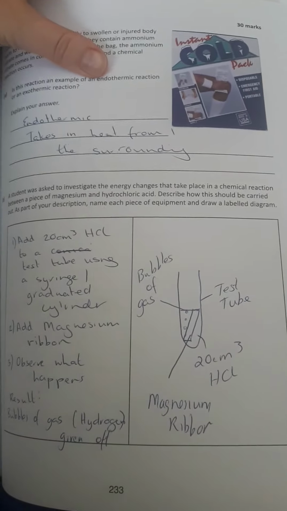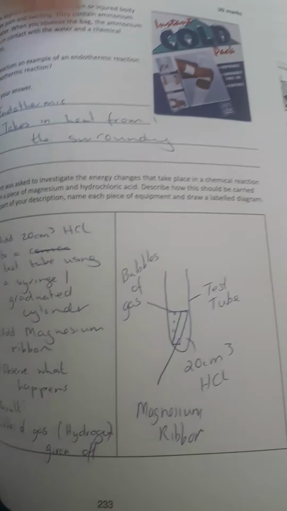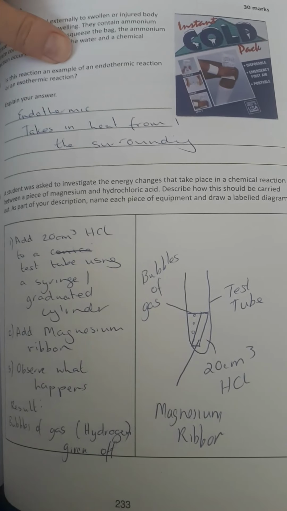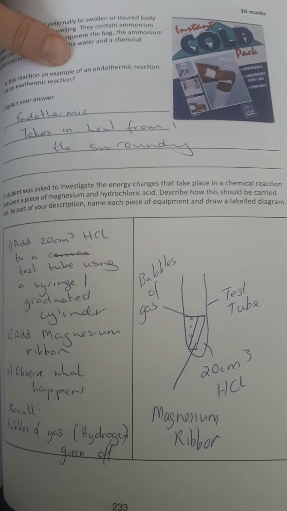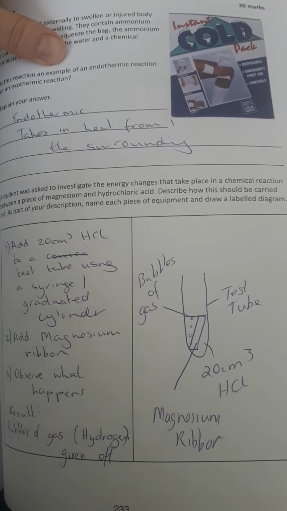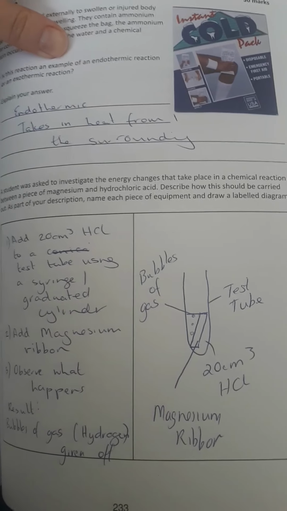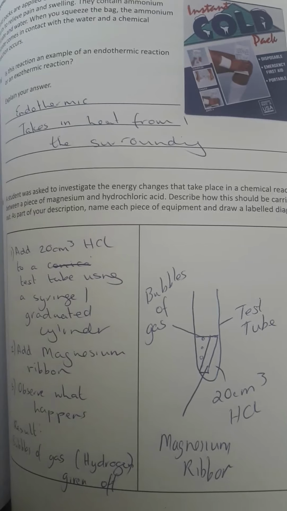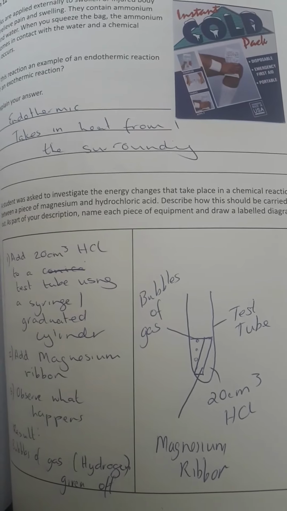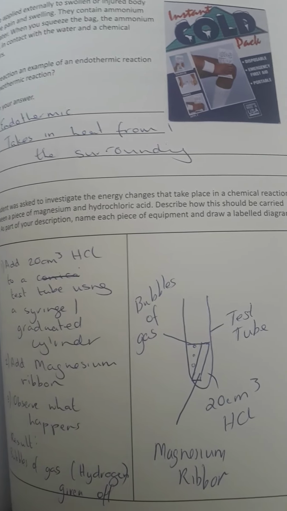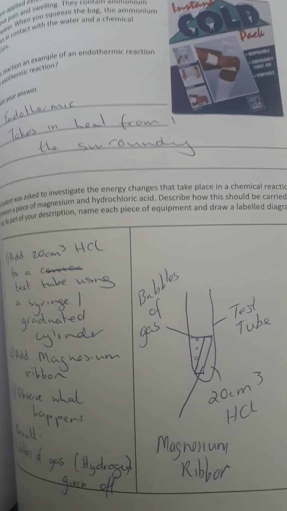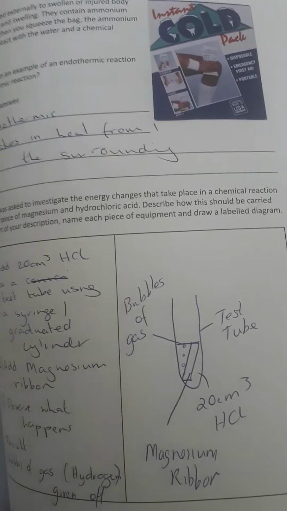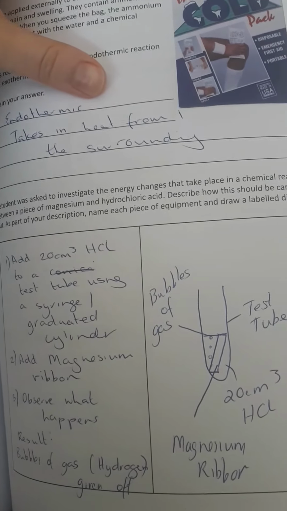Next, you're asked: a student was asked to investigate the energy changes that take place in a chemical reaction between a piece of magnesium and hydrochloric acid. Describe how this should be carried out, name each piece of equipment and draw a labelled diagram. So you add 20 centimetres cubed, or any amount, it doesn't have to be 20, of hydrochloric acid to a test tube using a syringe or a graduated cylinder. Then you just add in the magnesium ribbon and you observe what happens. What you notice is that bubbles of gas are given off.